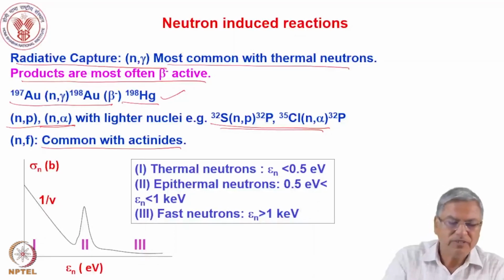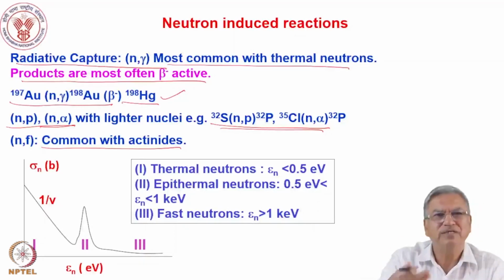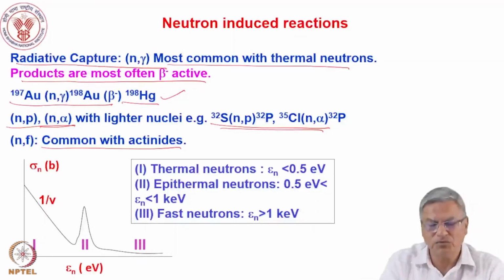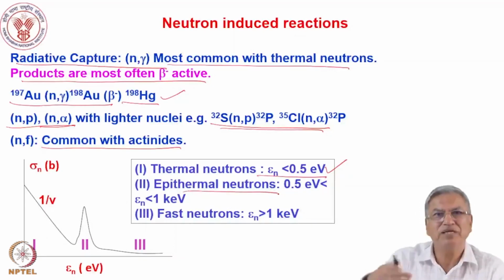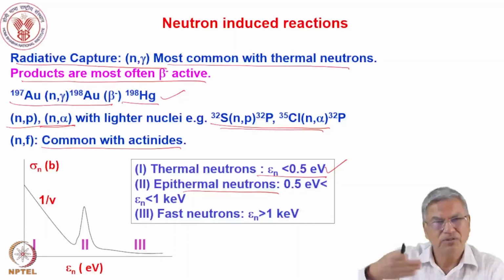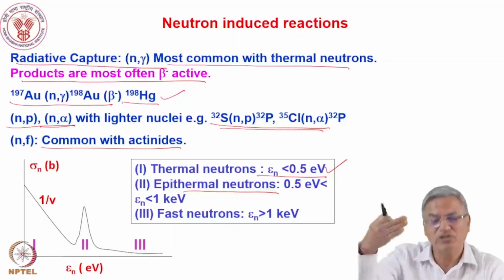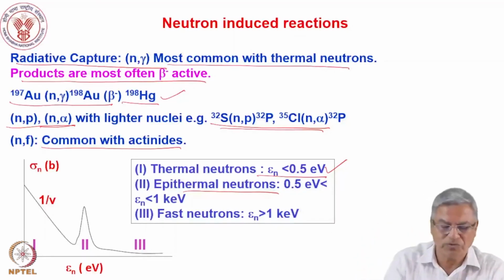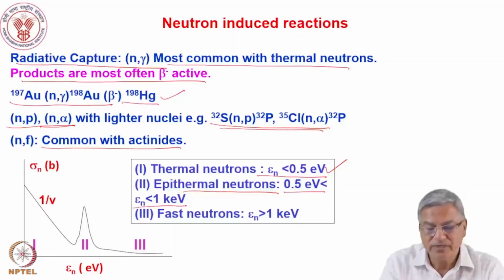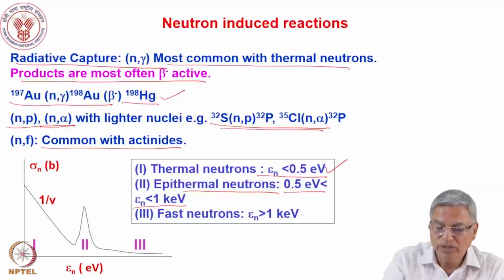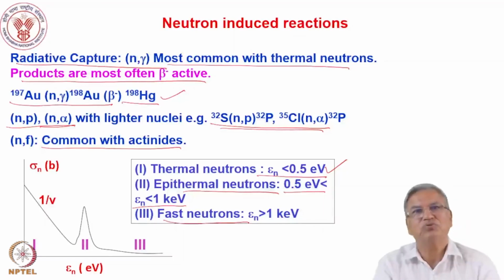Now, depending upon the energy, the types of reactions that take place with neutrons differ, and neutrons are classified into thermal neutrons, having energy less than 0.5 electron volt; epithermal neutrons, meaning the region slightly higher than thermal, where there are resonances in the cross sections as a function of neutron energy, from 0.5 electron volt to about a keV of energy; and then more than 1 keV are called fast neutrons.